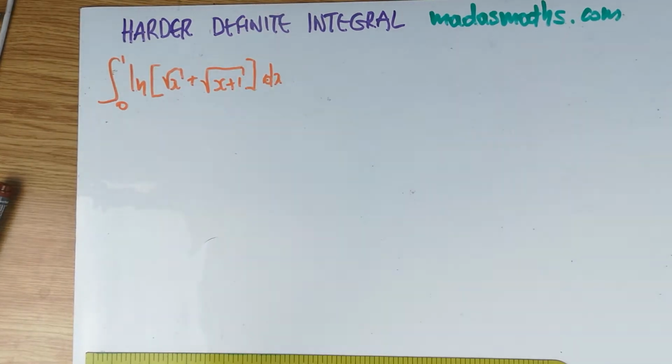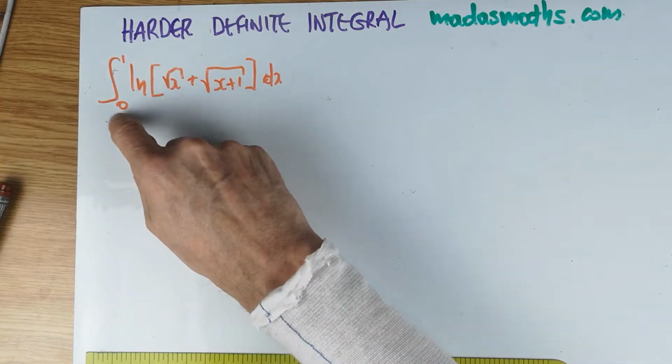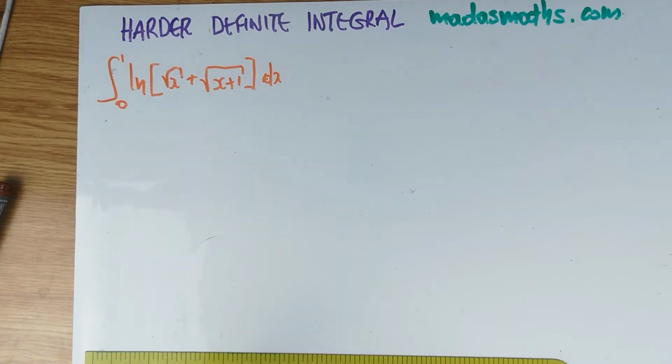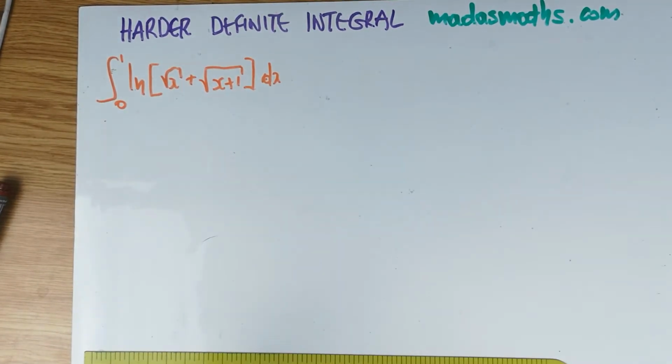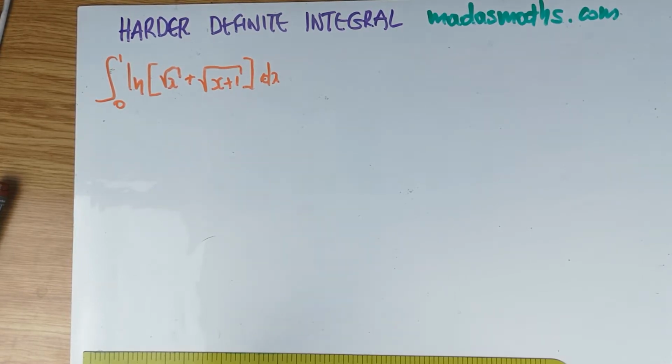Hello and welcome. We're returning to further maths for the harder definite integral. It's the integral from 0 to 1 of the log, where the argument of the log is the square root of x plus the square root of x plus 1. Is this hard? Well, it can be hard if you don't spot certain things.